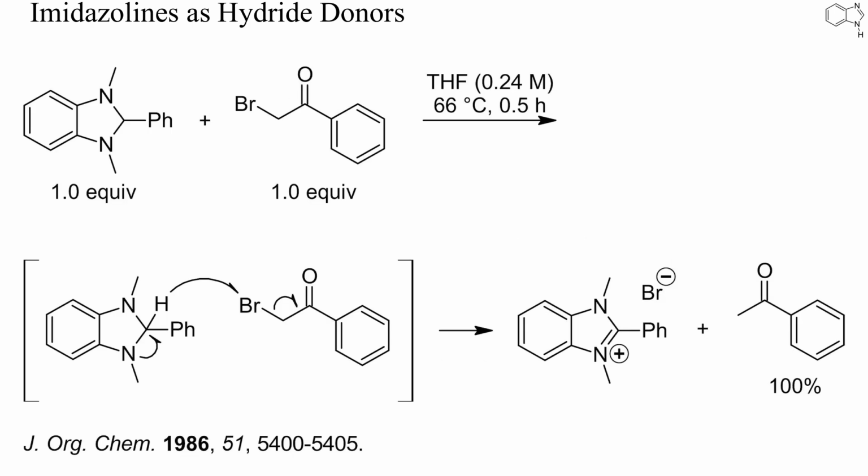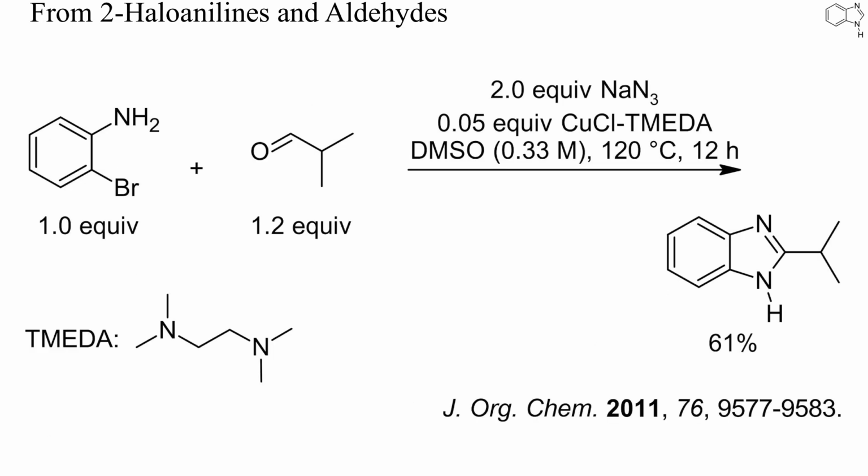Because of the high stability of imidazoles, imidazolines, like dihydropyridines, are good hydride donors and can be used as reducing agents. Here, phenacyl bromide was reduced to acetophenone by reaction with a benzimidazoline. Instead of diaminobenzenes or nitroanilines, also 2-haloanilines can be transformed into benzimidazoles. Uncatalyzed aromatic nucleophilic substitutions will only proceed well with electron-deficient arenes. Otherwise, transition metal catalysis will be required, as in this example. Complexes of copper, nickel or palladium are most commonly used.